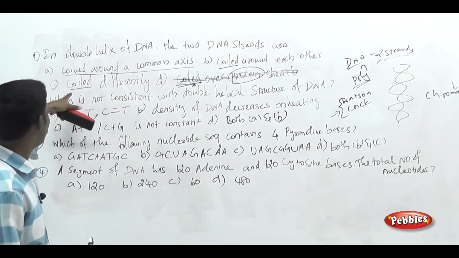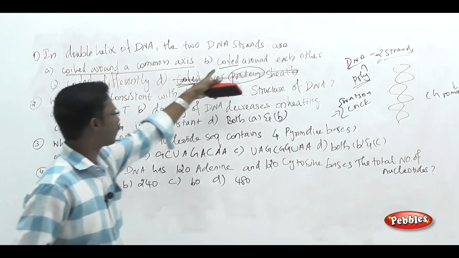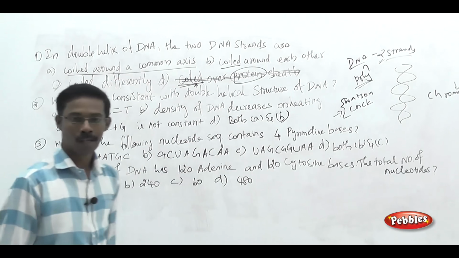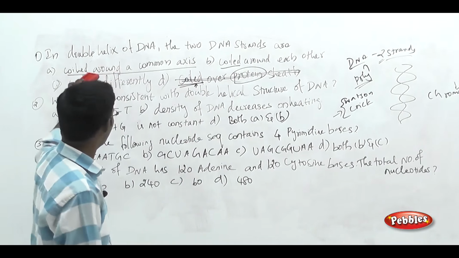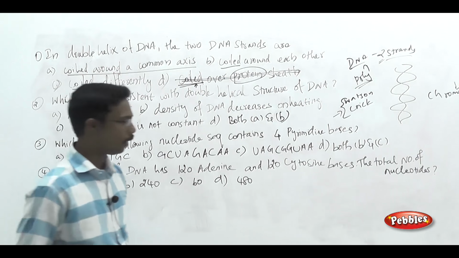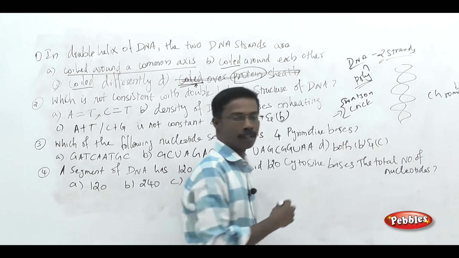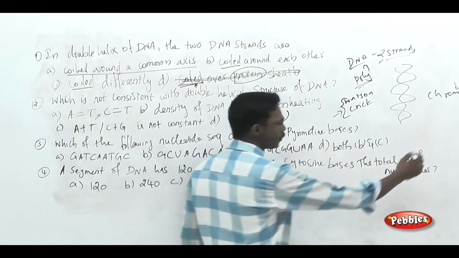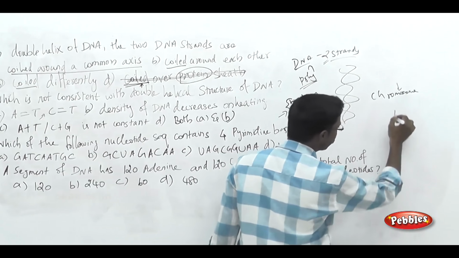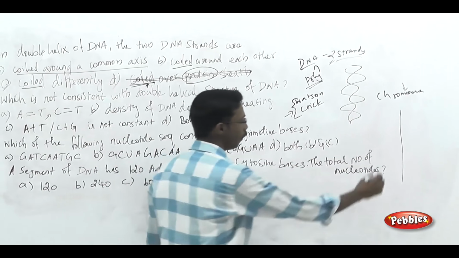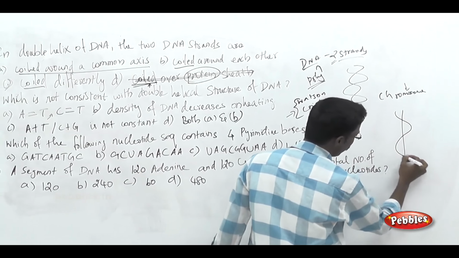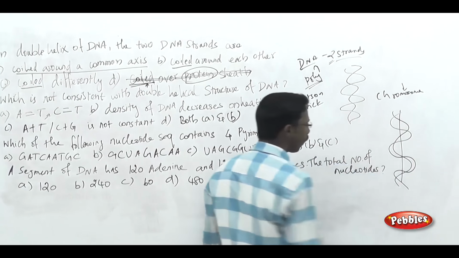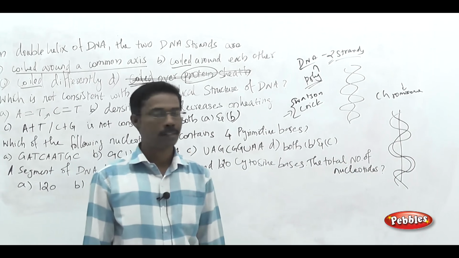See the remaining three choices: coiled differently, coiled around a common axis, coiled around each other. All three choices seem correct here, and they are similar terms, but they are not identical, and you have to choose the correct one among these three. Coiled around a common axis means there is a central common axis, and around that axis the DNA strands are running around each other. This is what you have to remember.